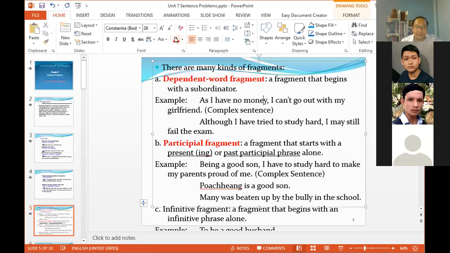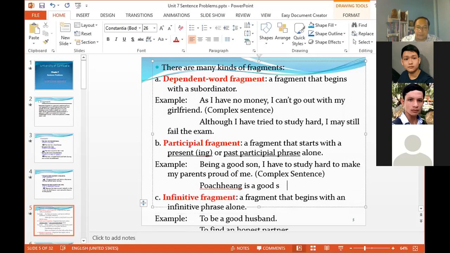Okay, this is the first and second kind. And the third kind, we call it the infinitive fragment. I mean, this is one where we use only one clause, like to be a good husband or to study hard. Okay, this is called an infinitive fragment.